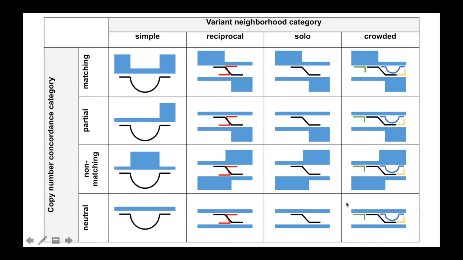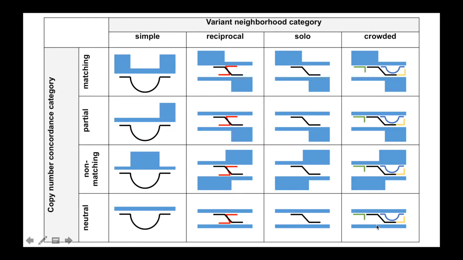And the last type here is if the neutral variant is also crowded, then you don't see that as a warning sign because there are other variants nearby that could be canceling out its copy number. And so it can be really hard to tell whether this is particularly an issue or not. So I wouldn't call this one a warning sign.